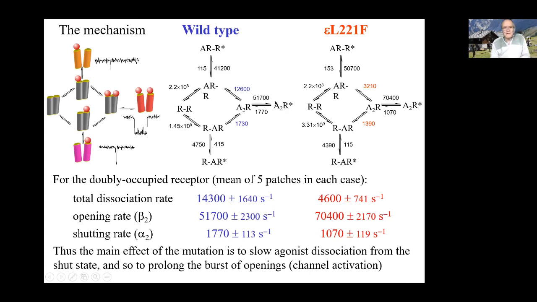The opening rate constant is about 50,000 in this case. And this is a good deal faster than our very earliest estimates, but they were crude. Around 50,000 is what we think it is now. So this was for the wild type receptor. These are the rate constants for this slow channel myasthenic syndrome mutant, which produces longer bursts of openings, as we've seen.